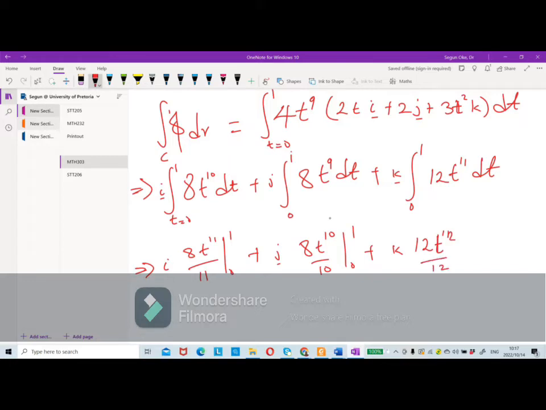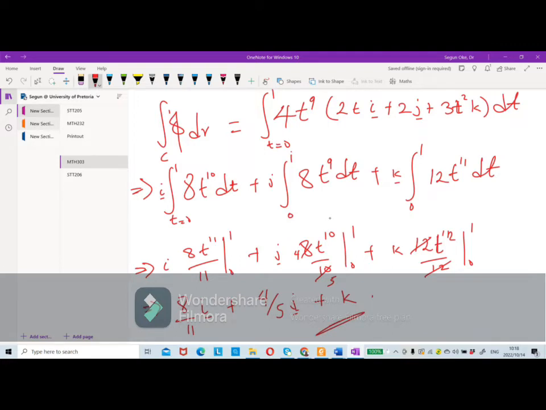Over 12, 0 to 1. So we only need the upper limit in this case, because if you substitute 0, everything will cancel. So let's cut this one. Here 5, here 4. So at the end of the day, when you substitute 1 into this, we have 8 over 11 i plus 4 over 5 j plus k. That's all.